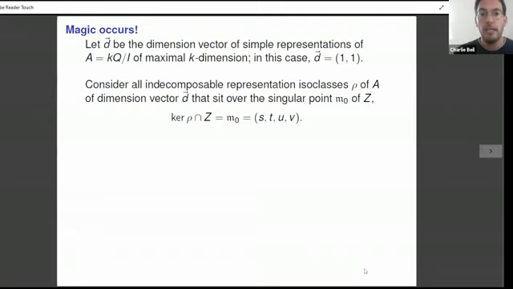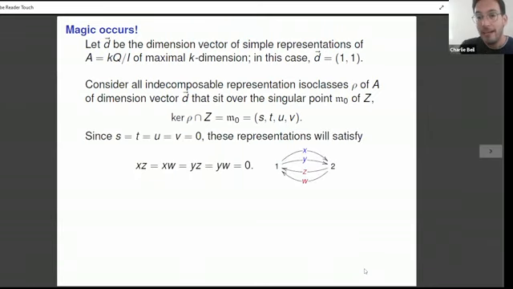Consider all the indecomposable representation isoclasses, call them rho, of A of dimension vector D, here being 1, 1, that sit over the singular point M naught of Z. By sitting over the singular point, I just mean that the annihilator of the module, or in terms of representations, the kernel of the representation intersected with the center, is just this ideal.